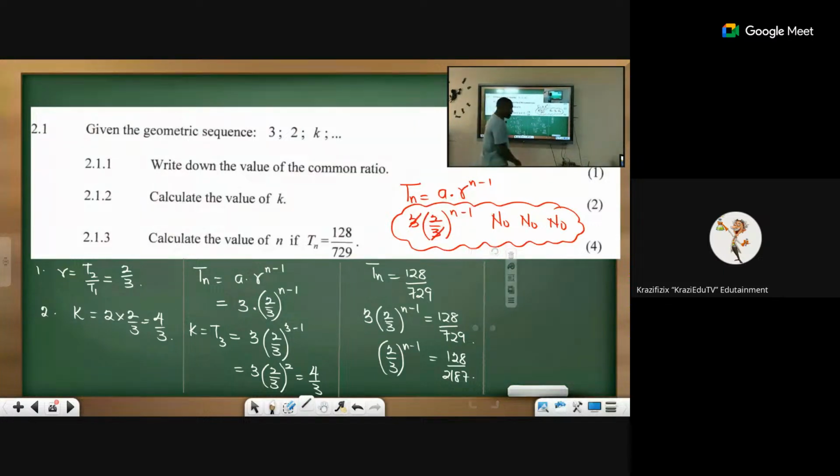You know what you can do here is to make sure both are of the same what? Base. Please go back to your laws of exponents. All right? So 2 over 3, I'll show you 2 methods here. Can we write 128 as a base of 2? Use your shift fact.